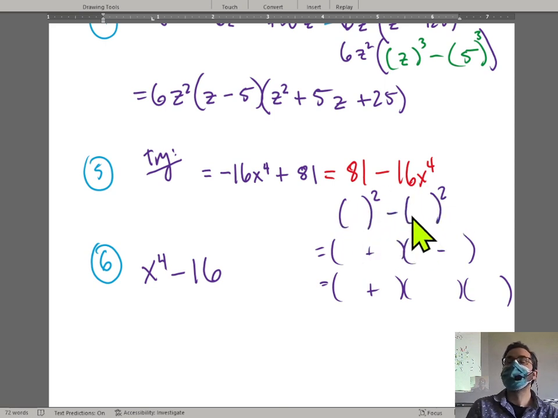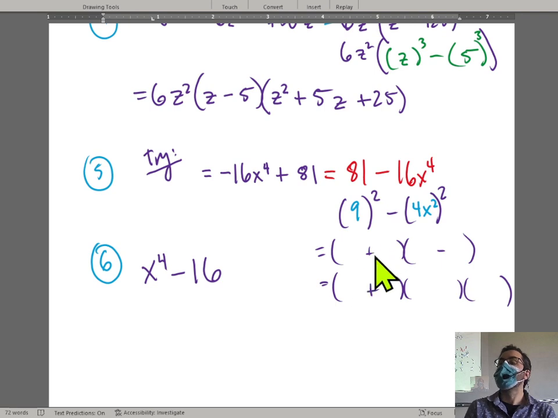This is difference of squares, and the way you have to notice it is to realize this is a perfect square, and this is also a perfect square. So what is its square root? What makes 81? 9. What makes 16x to the fourth when you square it? 4x squared, and the negative stays in the middle.